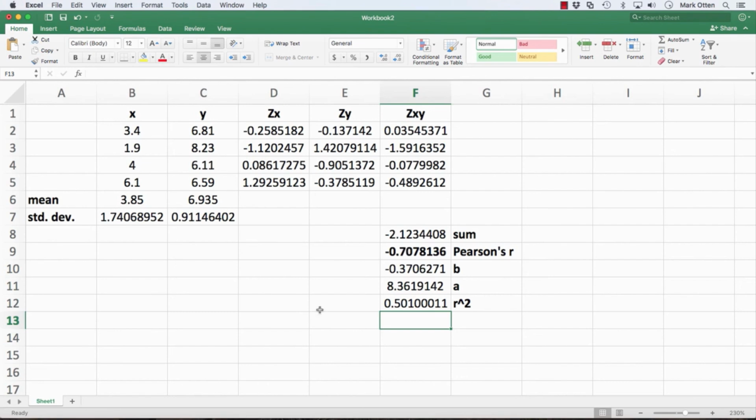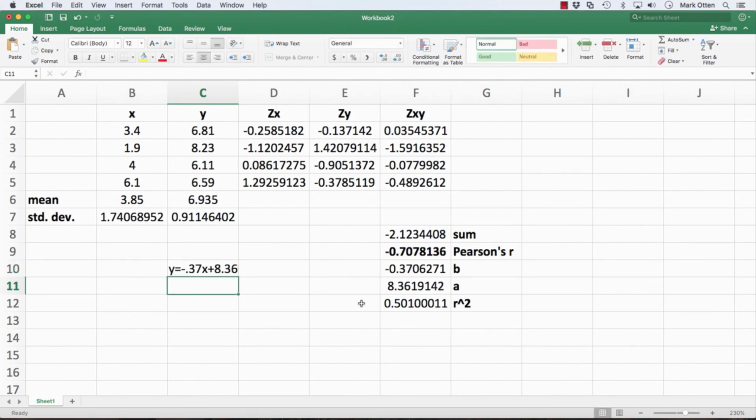Okay, so what this allows us to do then is make predictions about future families, or make predictions about future baby birth weights based on our equation here. So I'm going to just type this in as text here. So your equation is y equals the slope, which is negative 0.37, times x, plus the intercept, 8.36. Okay, so that's your regression equation.